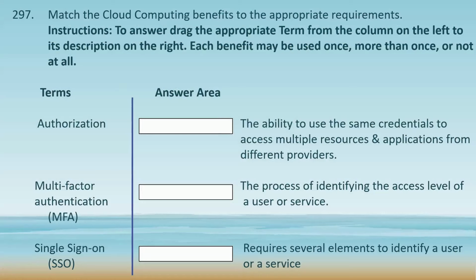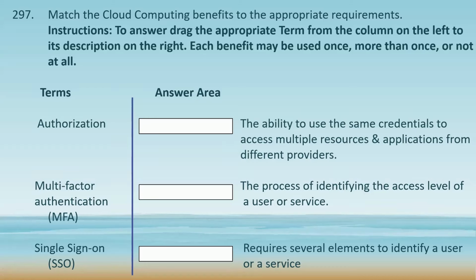This is question number 297. Match the cloud computing benefits to the appropriate requirements. And in the instructions you have to answer, drag the appropriate term from the column on the left to its description on the right. Each benefit may be used once, more than once, or not at all. And your terms are authorization, multi-factor authentication, which is MFA, and single sign-on, which is SSO.